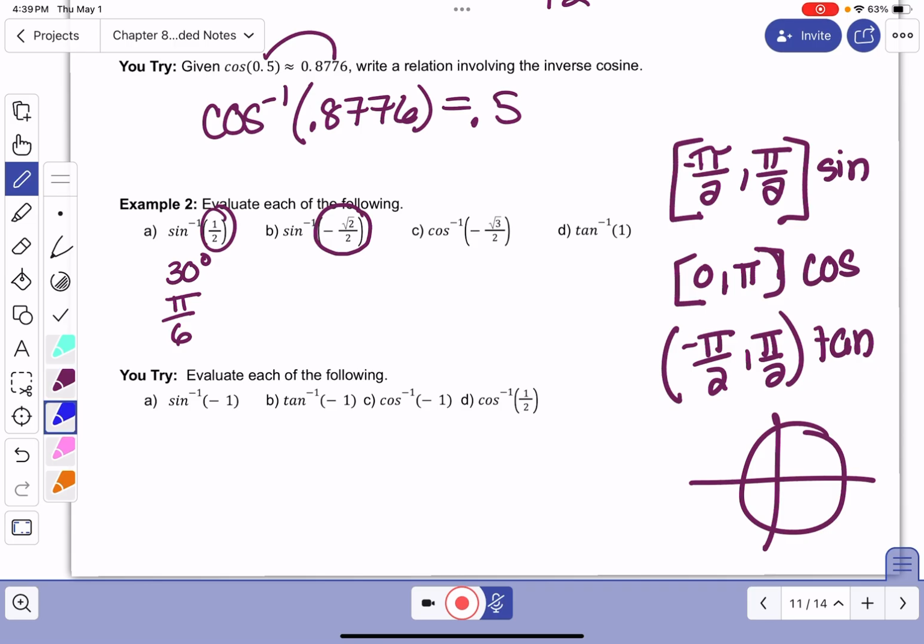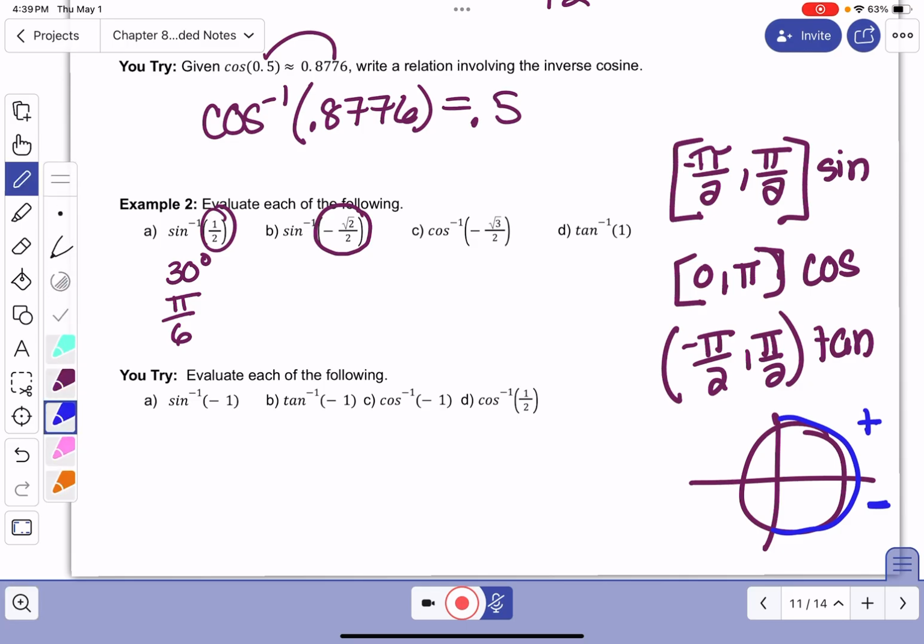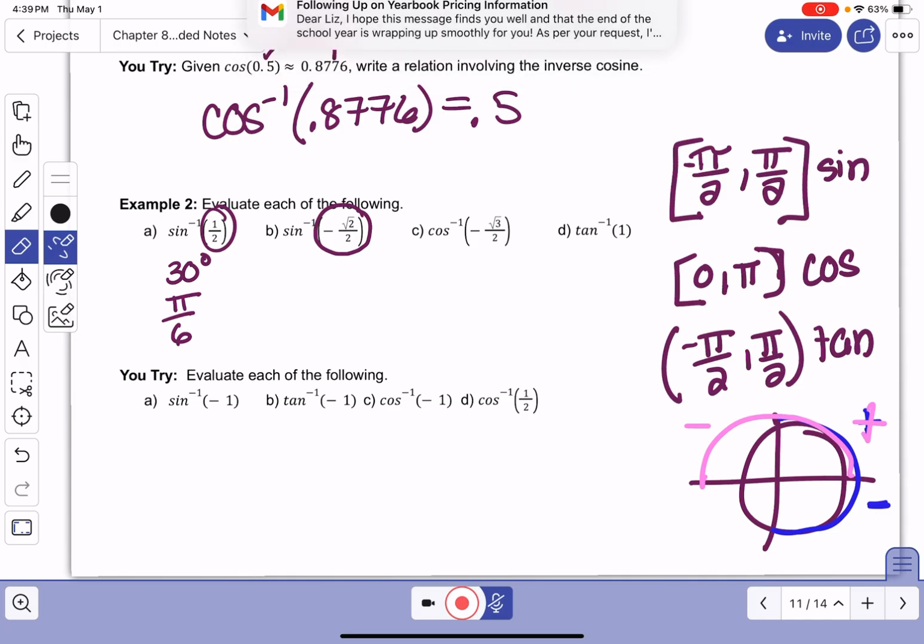So sine goes from here to here. Sine is positive here and negative here. Cosine goes from 0 to pi, and cosine's positive here and negative here. Tangent's the same as sine. So that's how we're going to figure out which thing we're doing.